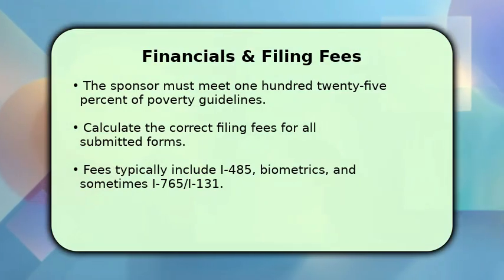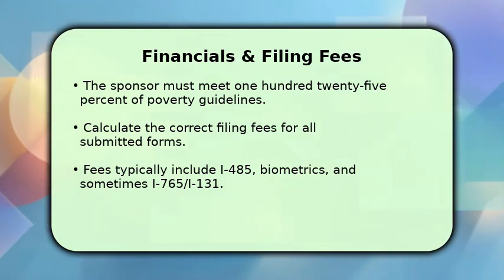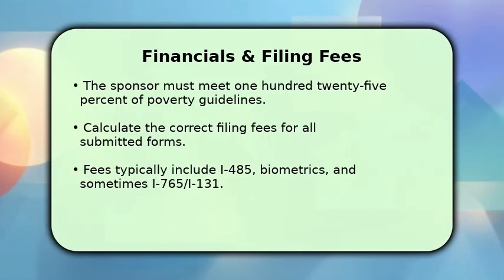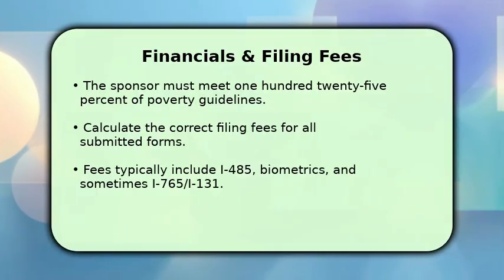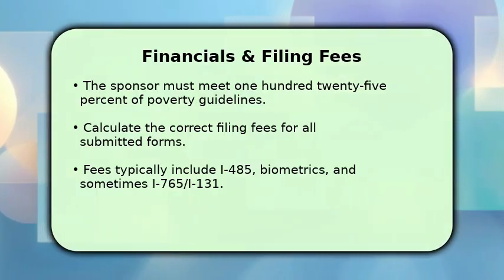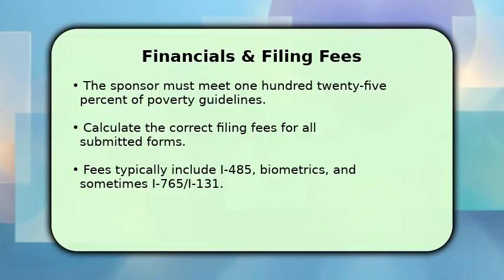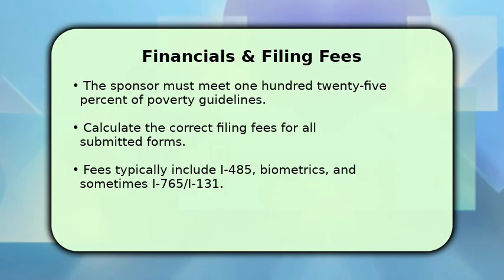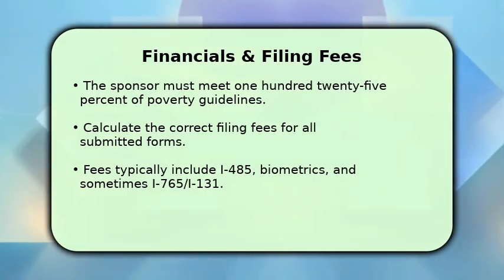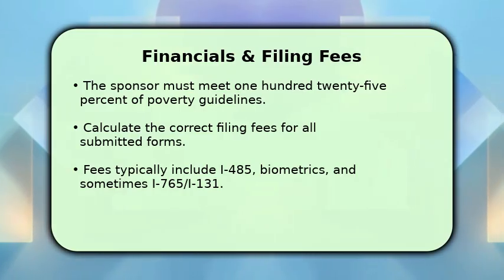Now, let's talk about the financial aspects. Your sponsor must demonstrate income at 125% of the federal poverty guidelines for their household size. It's vital to calculate the correct filing fees, which can be several $100s. These fees usually cover the I-485 application, biometrics, and sometimes work authorization and travel documents. You can pay by check, money order, or credit card, ensuring the exact amount is submitted.